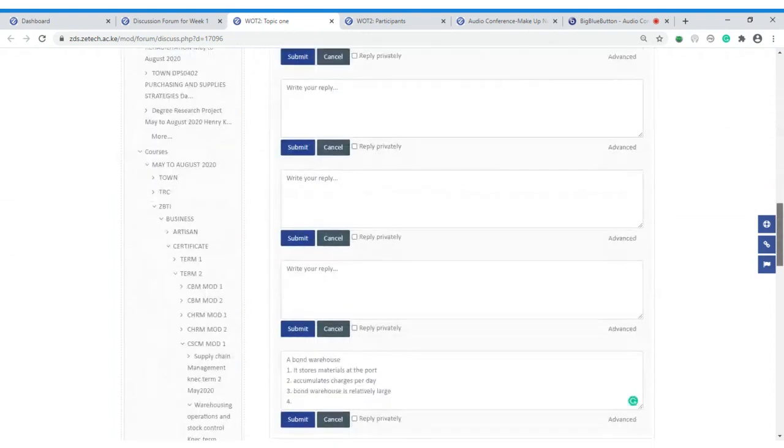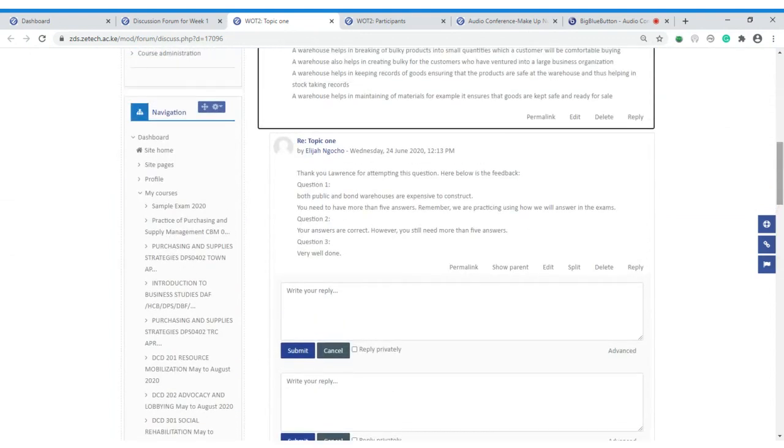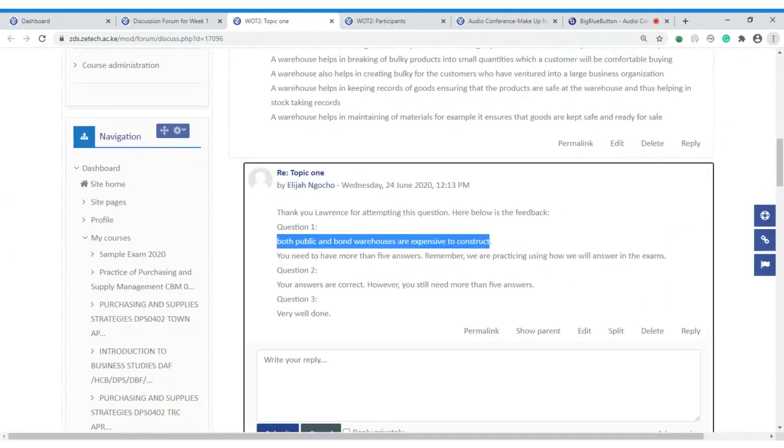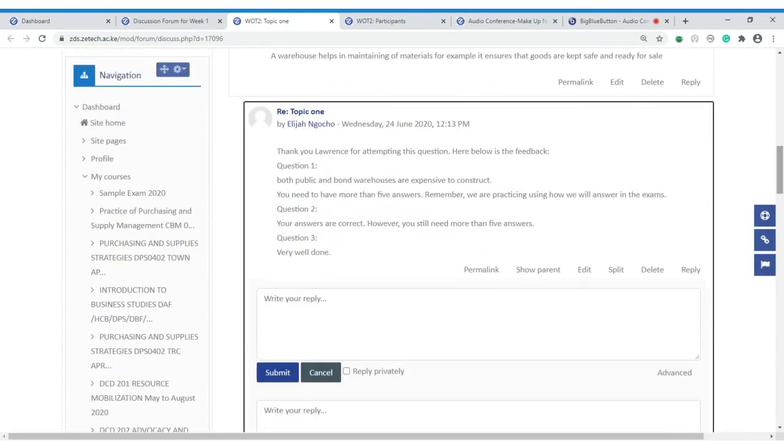Now, another comment that I made below here is the first comment that both public and bond warehouses are expensive to construct. Let me zoom in so that you can see it much better. For this comment, you need to have more than 5 answers. Lawrence, we have agreed over a period of time that a person who passes NEC exams doesn't need to know everything. What they need to actually do is answer more than 5.